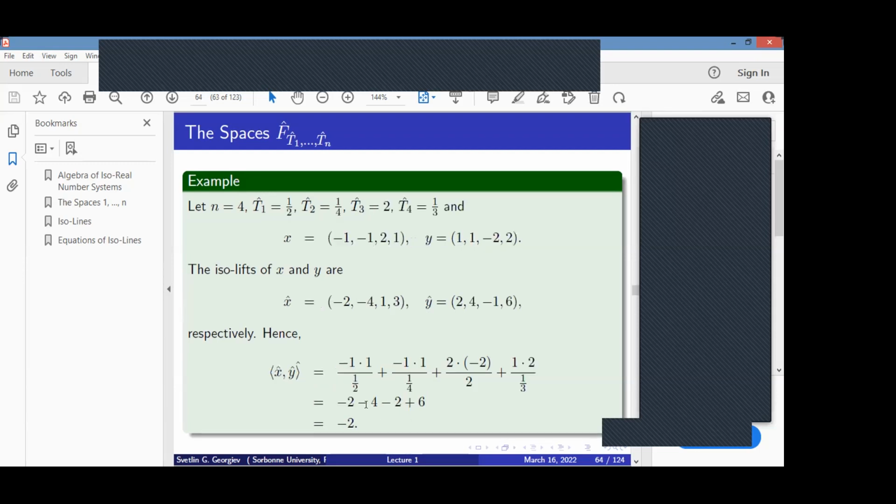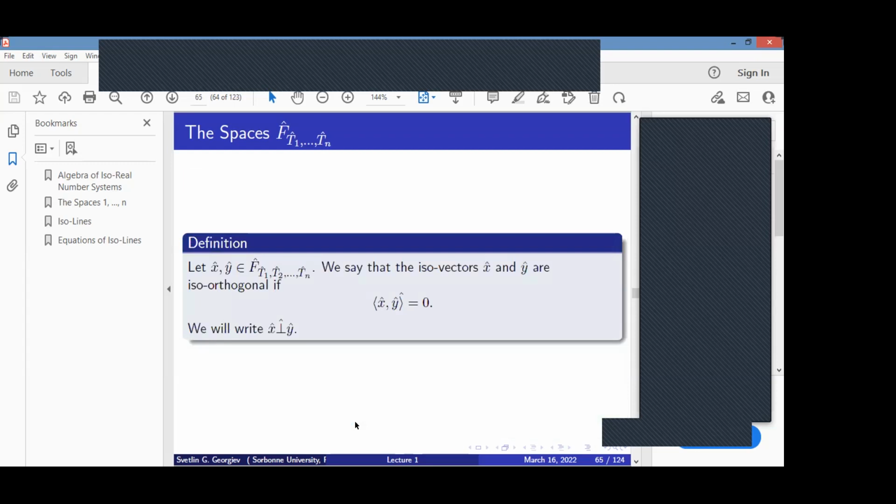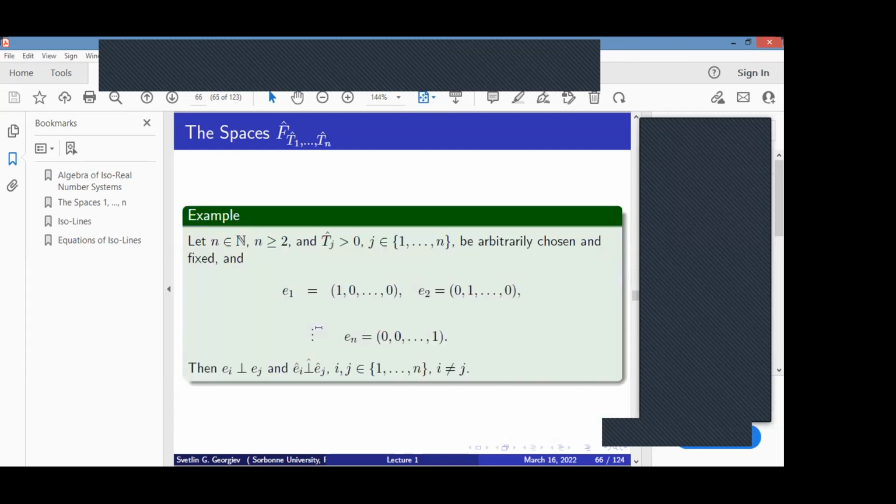And as the fourth example, we consider the four-dimensional case. Again, we take four isotopic elements and two real points x and y. We find their isolifts, which are given in this way, and the iso inner product of these iso points is equal to -2, different from the classical case. We say that two isovectors x and y are iso-orthogonal if their iso inner product is equal to 0. We will write it in this way. In the classical case, if we consider the classical basis, then we have the classical orthogonality and iso-orthogonality. But in the next examples, we'll see differences.